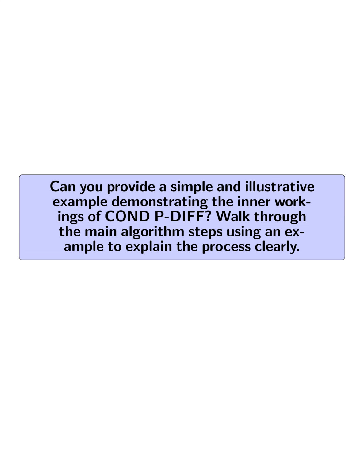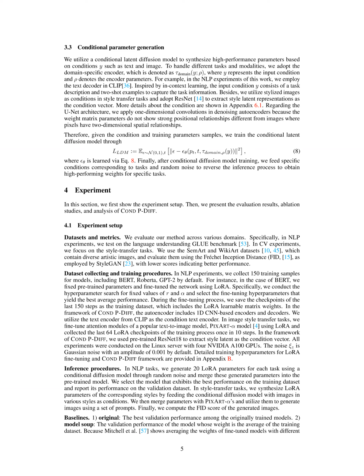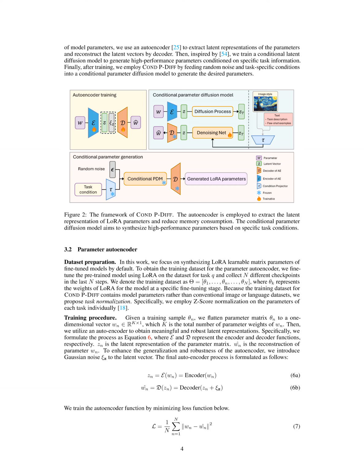Can you provide a simple and illustrative example demonstrating the inner workings of COND P-DIFF? Walk through the main algorithm steps using an example to explain the process clearly. To illustrate the workings of COND P-DIFF, let's consider an example where we want to generate LoRA parameters for a text classification task using a specific condition, such as a task description and two-shot examples. First, we begin by fine-tuning a pre-trained model using LoRA on a dataset, collecting various checkpoints of the model parameters during training, which we denote as theta equals theta_1 through theta_n.